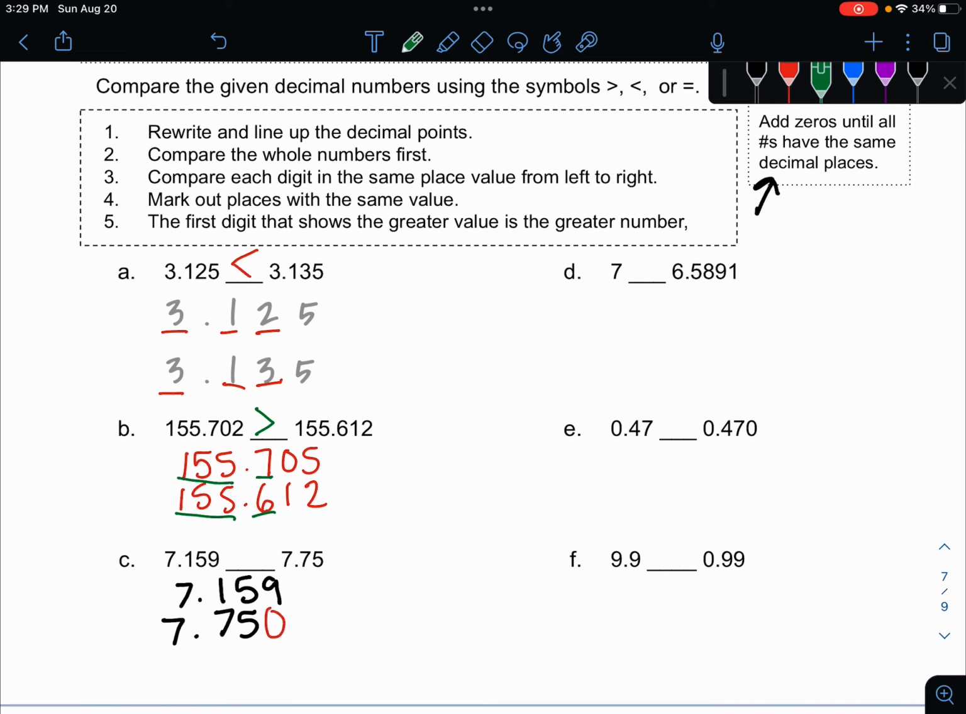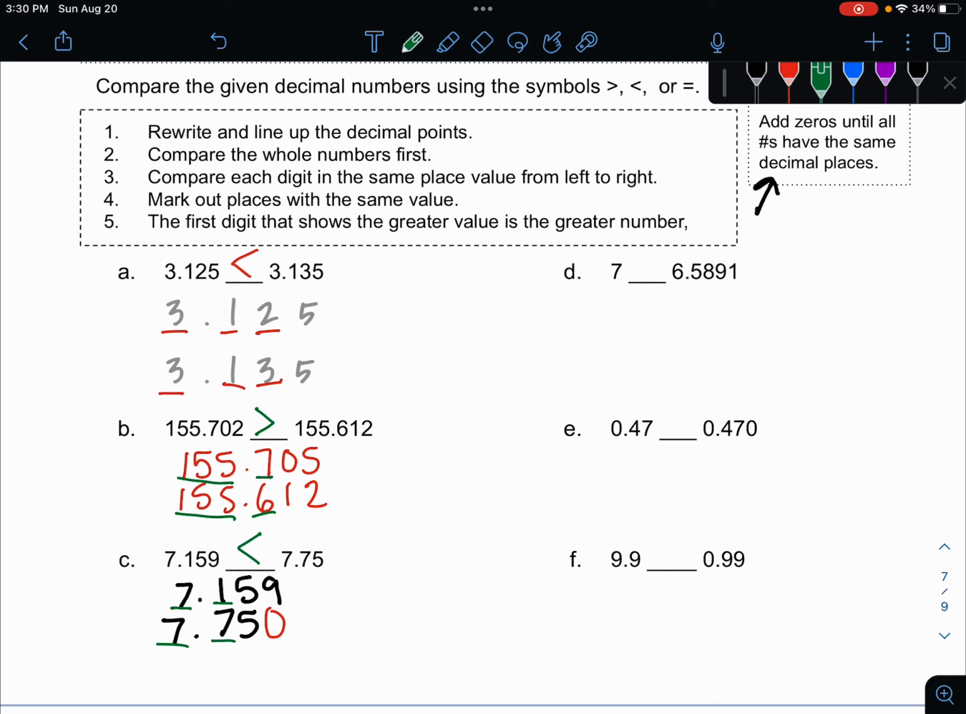We have the same values for the whole numbers. Let's look at the tenths. They are different. We're working with 1 versus 7. So 7 is greater than 1. Our second decimal number is greater.